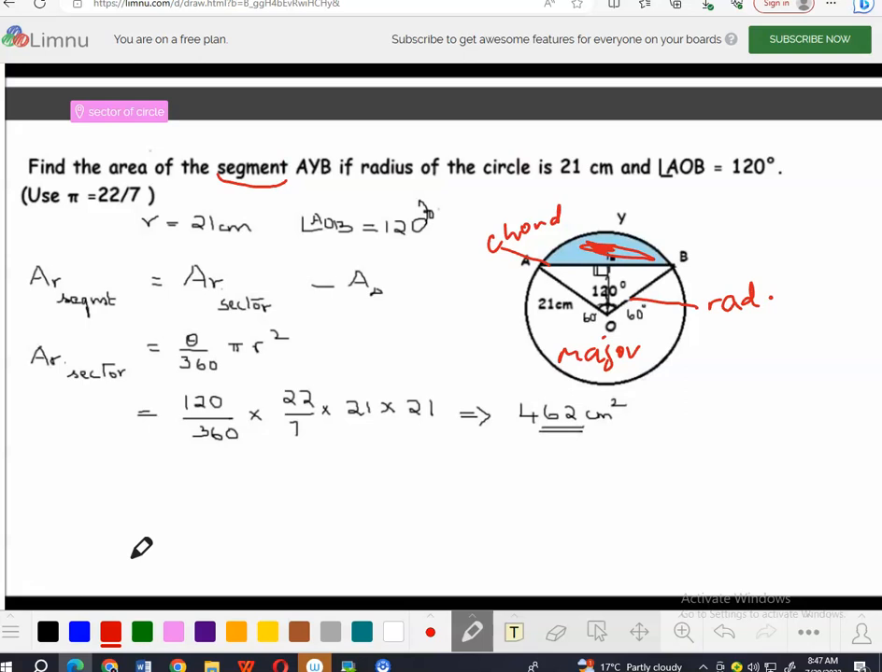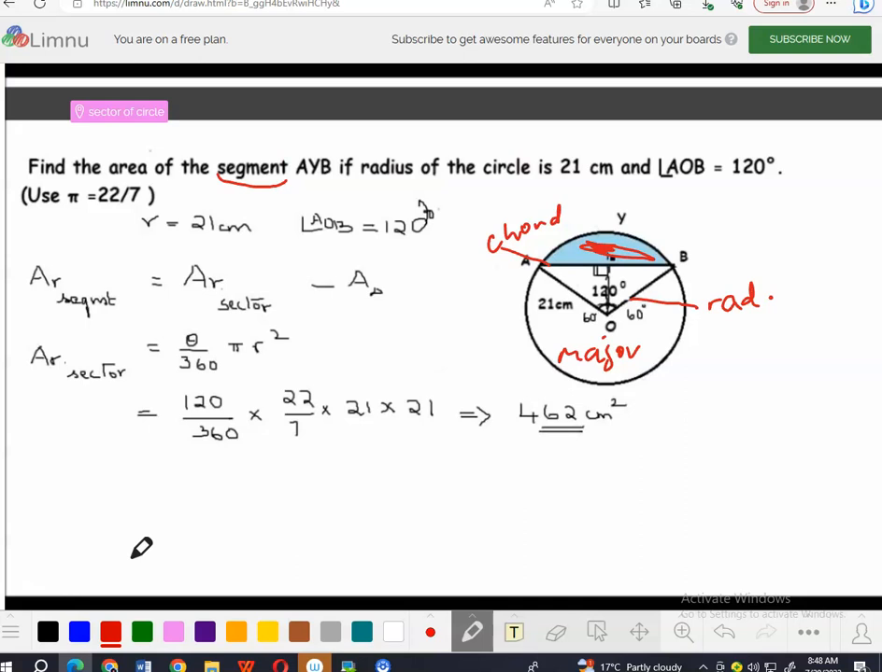The area of the segment, the small area cut off by a chord, is given by the area of the sector minus the area of the small triangle. You can see this is a small triangle where you can see 120 degrees, forming a right angle triangle from the segment.